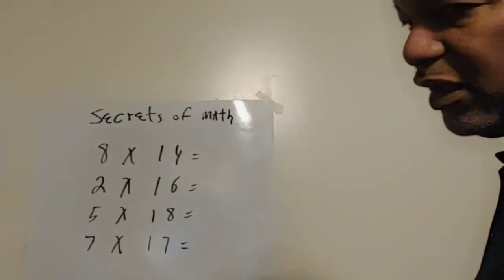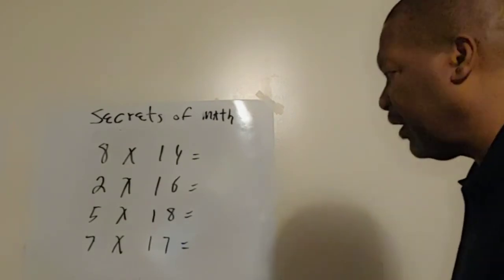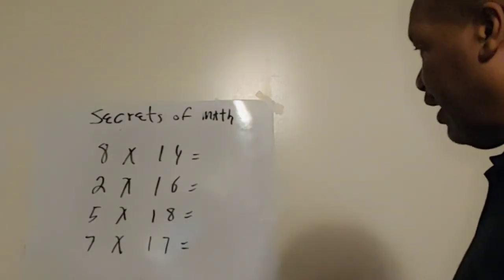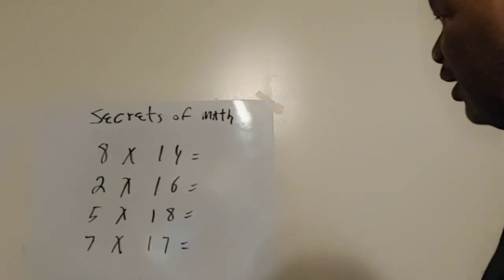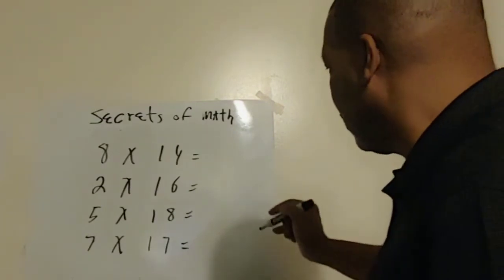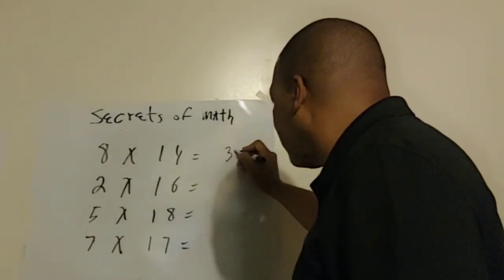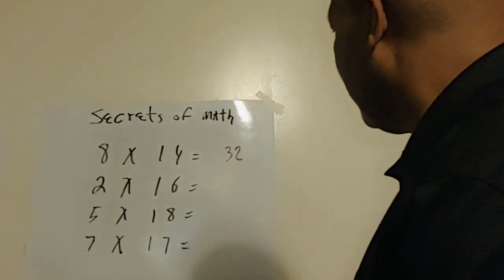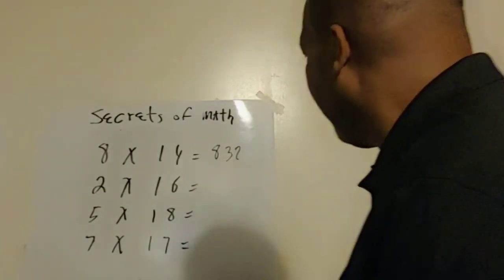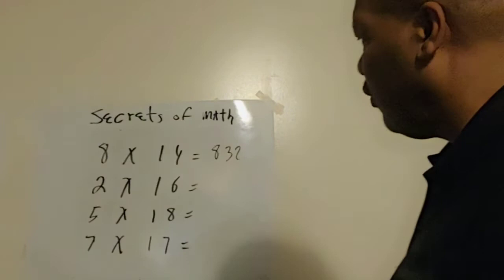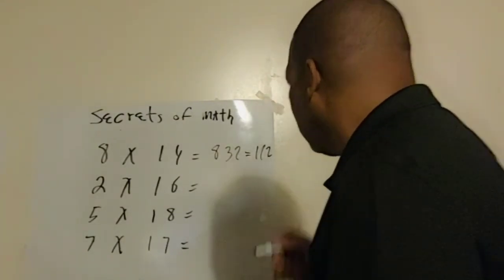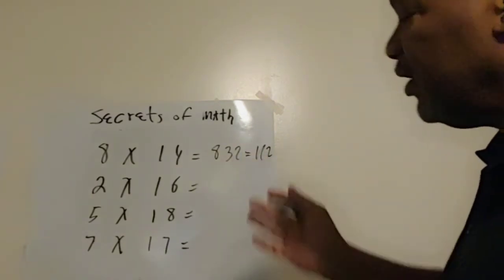You're looking at 8 times 14. 8 times 14, and we know in our mind that we're really going to be focusing on 8 times 4, which is 32. Okay, and then we place the 8 in front of it. Okay, and then we say to ourselves, well, 8 and 3 is 11, so it's 1, 1, 2. Okay, good.